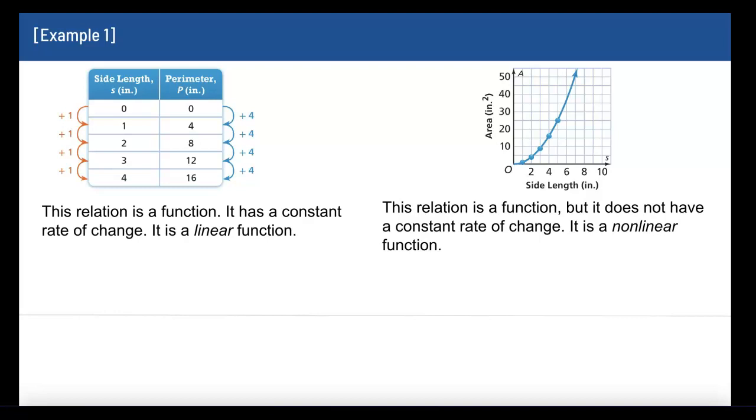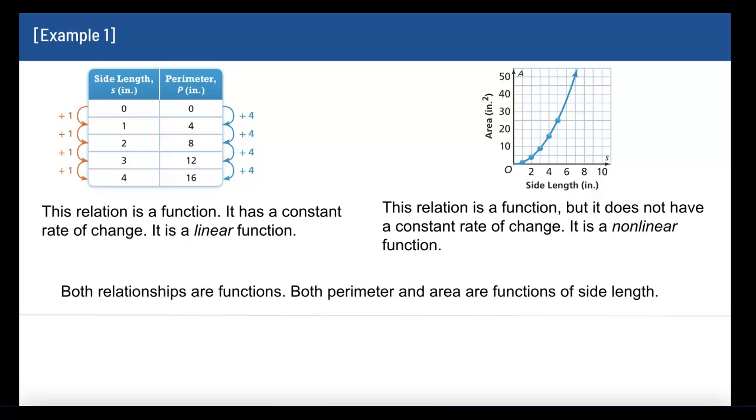So if we saw this in a table, we would see that going from 0 to 1 goes 0 to 1. But then going from 1 to 2, the area goes from 1 to 4. And then from 2 to 3, the area goes from 4 to 9. And from 3 to 4, the area goes from 9 to 16. So it's not changing by the same amount each time. Both of the relationships are functions. Perimeter and area are functions of the side length.